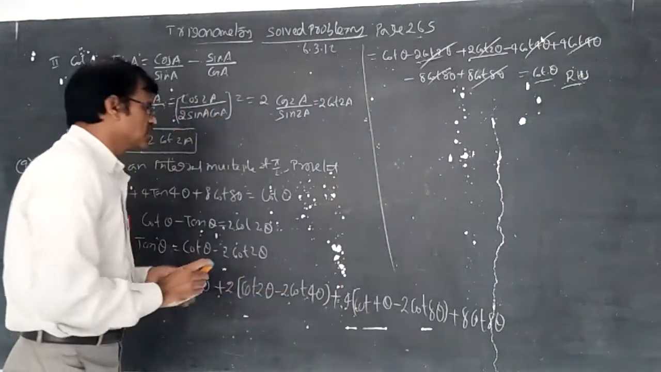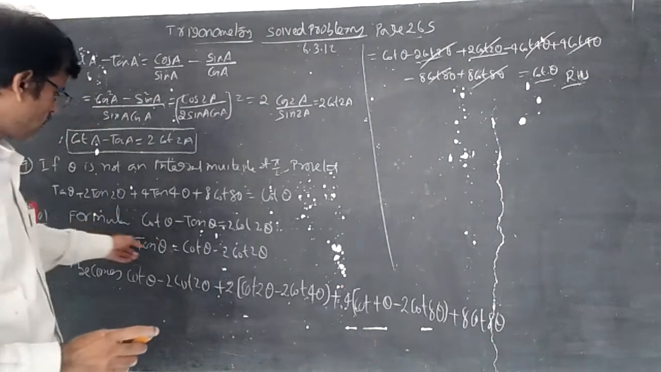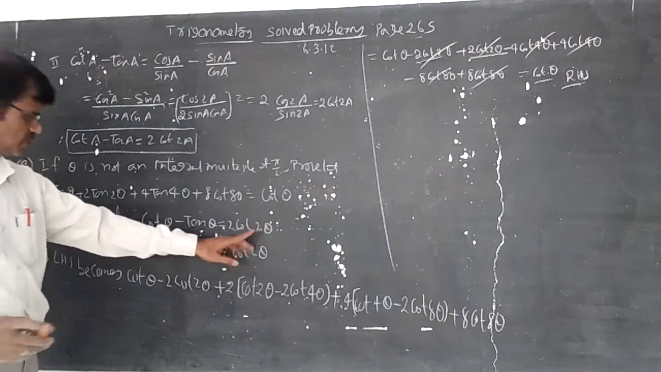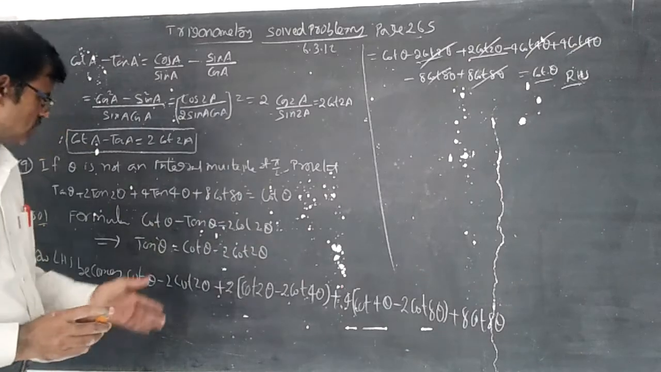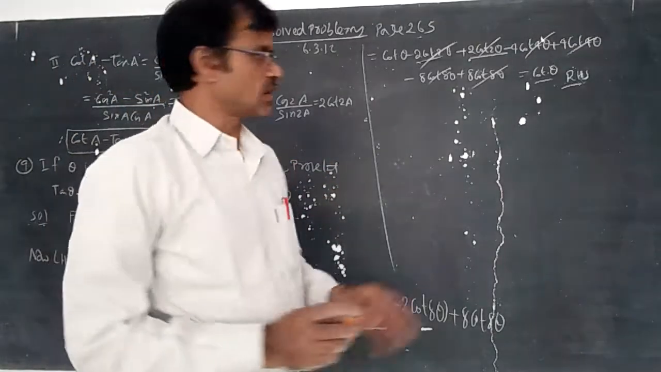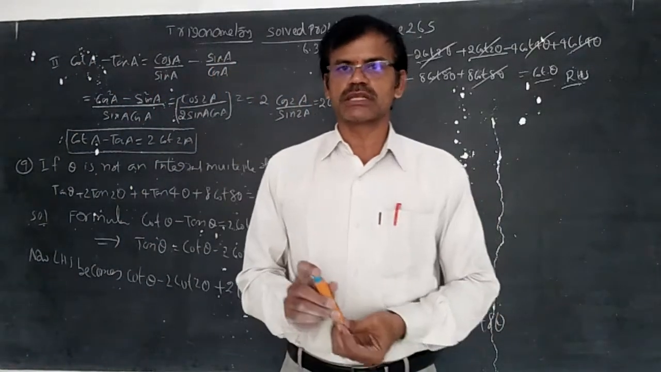It depends upon the cot A minus tan A formula. A simple formula, depending upon cot A minus tan A equal to 2 cot 2A. We have just converted tan theta in terms of cot theta. Everything simply got cancelled and we got the sum.